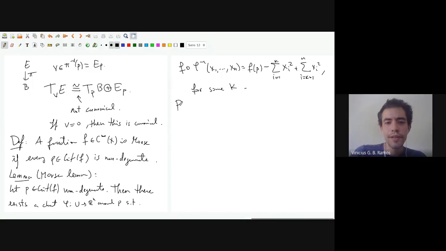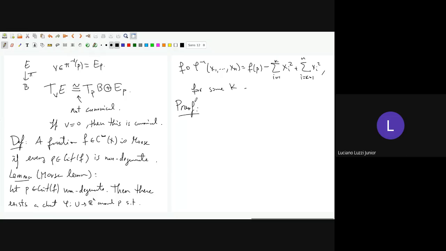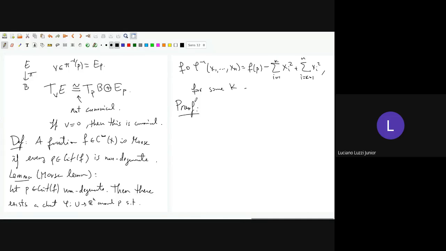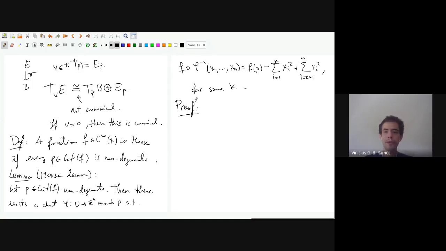Let's write the proof of this. Any questions about the statement first? Eu tenho uma curiosidade, na verdade. Sim. Esse K, ele é um invariante para a função? Sim, não para a função, para o ponto. Para o ponto, tá. I'm going to say more about the K after we prove this.